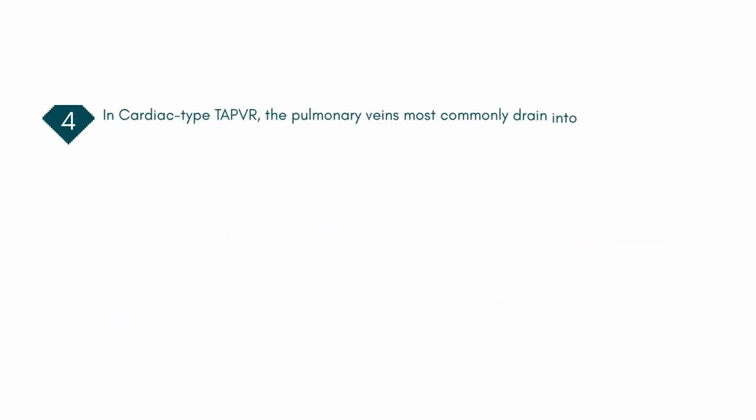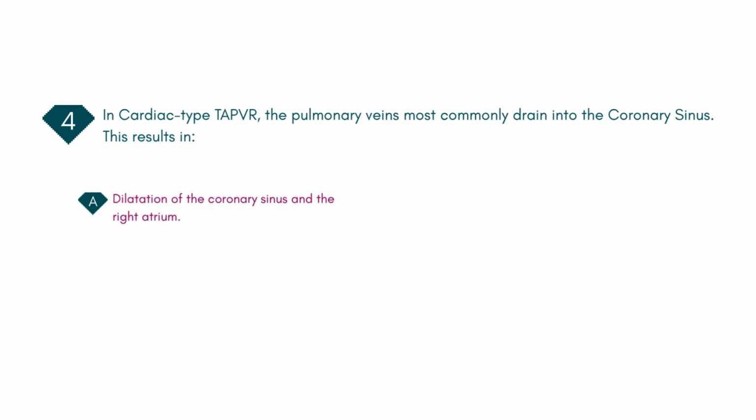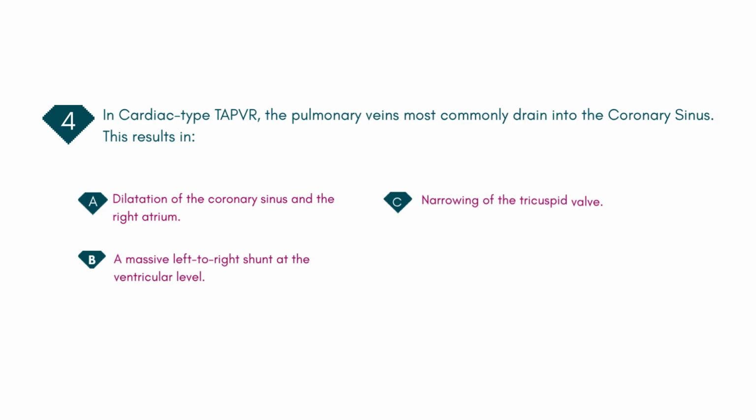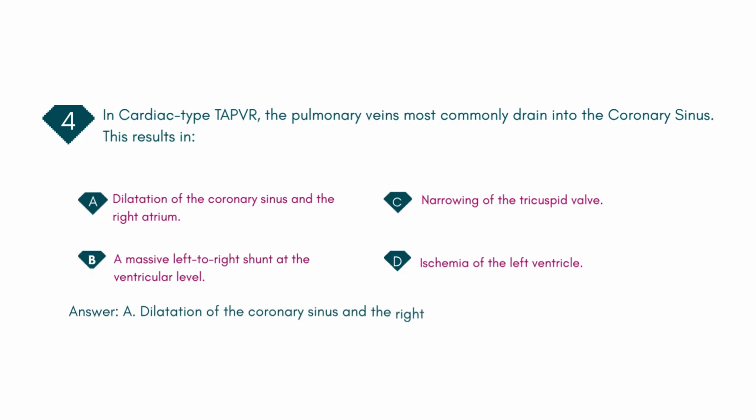In cardiac type TAPVR, the pulmonary veins most commonly drain into the coronary sinus. This results in A. Dilatation of the coronary sinus and the right atrium. B. A massive left-to-right shunt at the ventricular level. C. Narrowing of the tricuspid valve. D. Ischemia of the left ventricle. Answer: A. Dilatation of the coronary sinus and the right atrium.